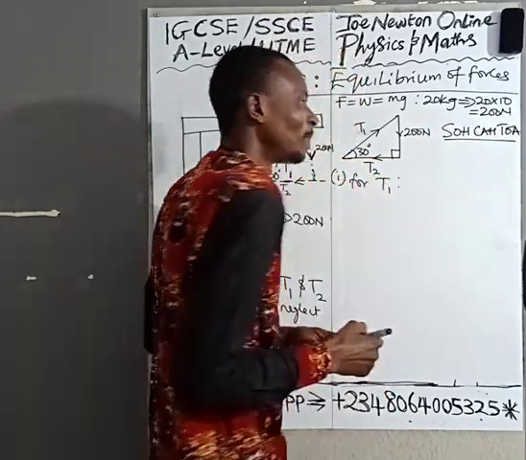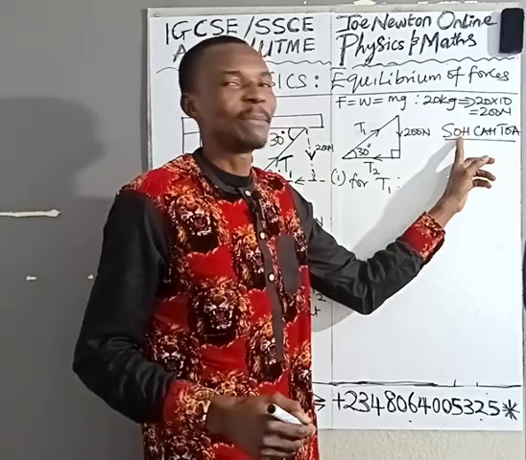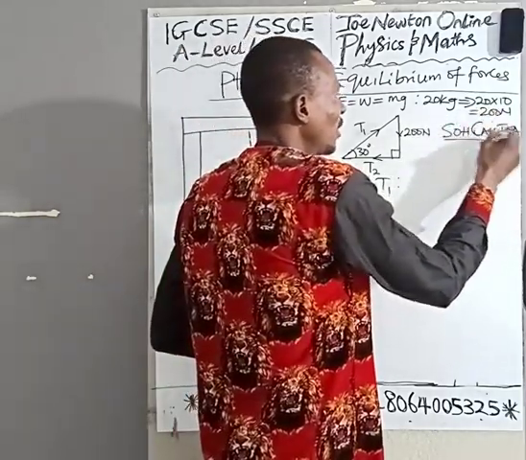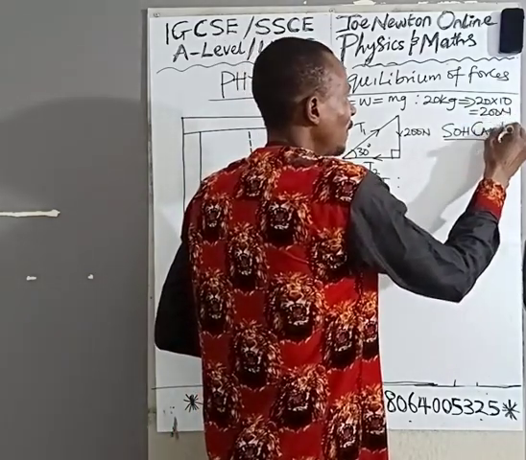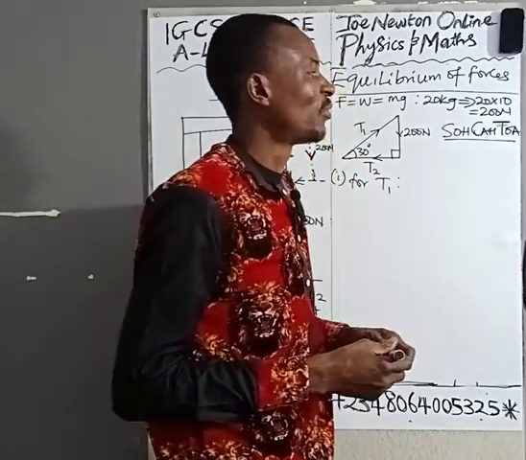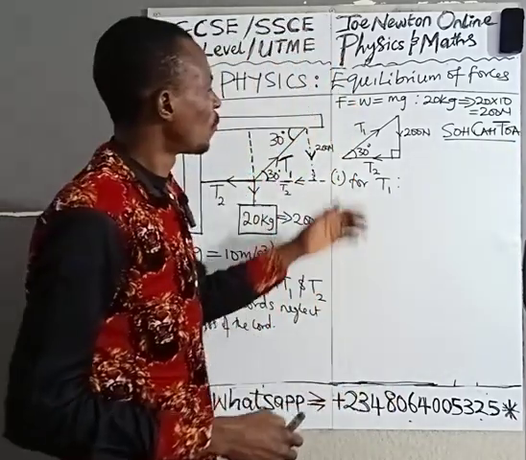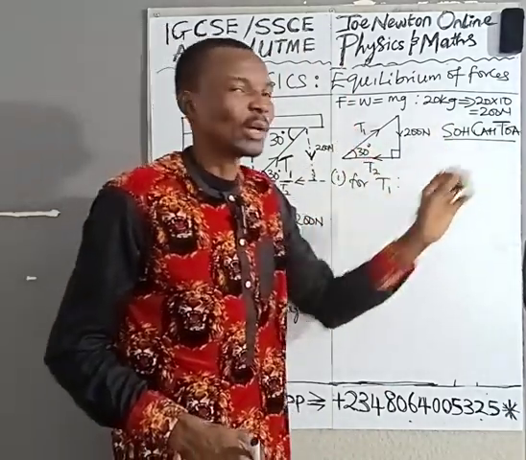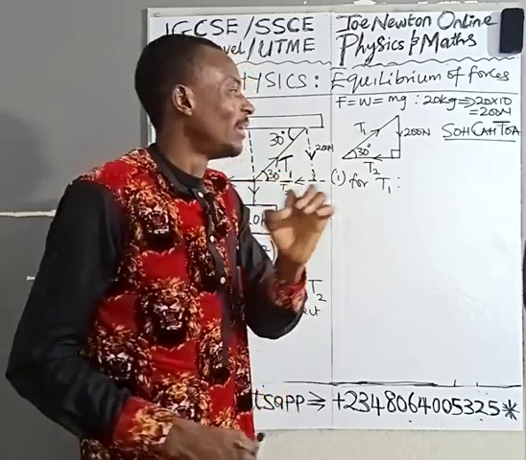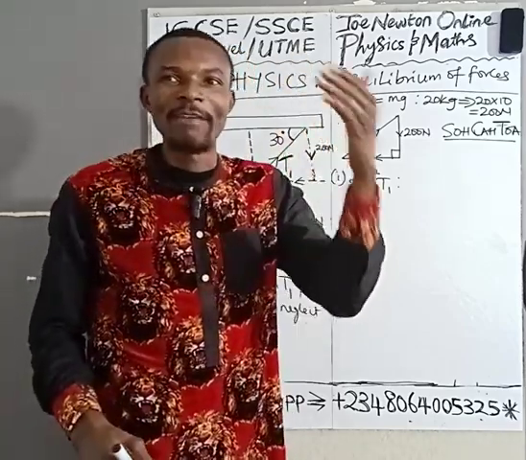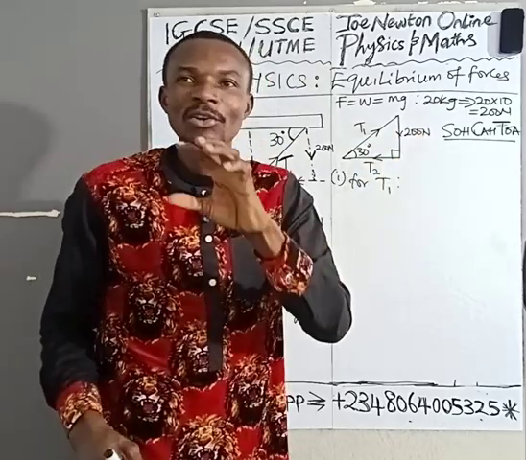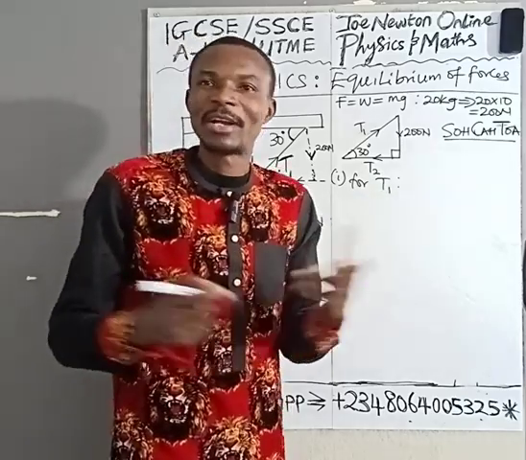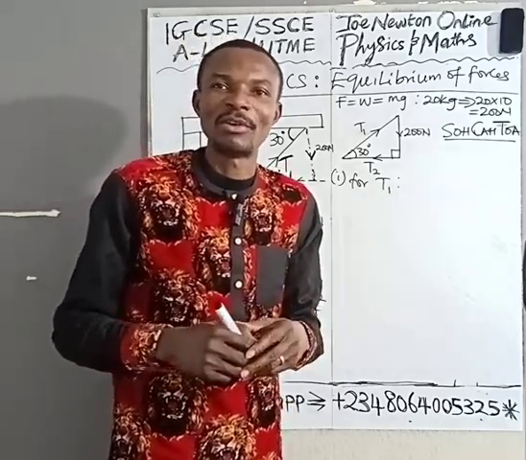Recall our SOHCAHTOA: sine is opposite over hypotenuse, cosine is adjacent over hypotenuse, and tangent is opposite over adjacent. So we are interested in T1. We are going to look at a ratio that will involve T1, the angle, and the available given side. Do not take a ratio that will involve two unknown values; you cannot solve it.